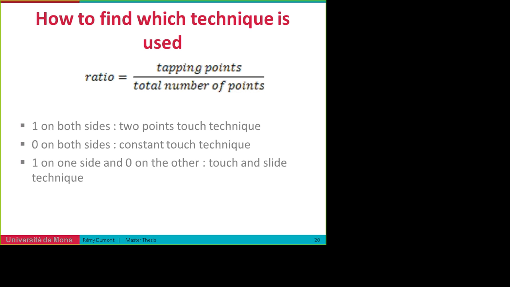If it's one on both sides, that means that all the points are tapping points and that we are using the two-point touch technique. If it's zero on both sides, the constant touch technique is being used. And if it's one on one side and zero on the other, the touch and slide technique has been used, and we know on which side the tapping points are. So we can know, for example, on which side the wall is.